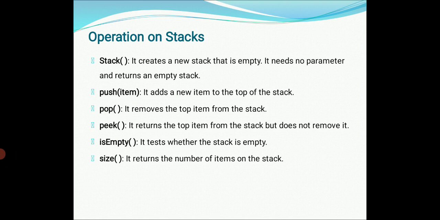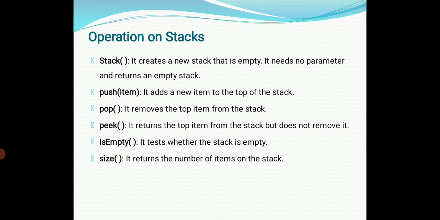The second category is the non-primitive data structure. These are data structures which do not depend upon machine level instructions. Non-primitive data structures can be further classified into two types: linear non-primitive data structures and non-linear non-primitive data structures. Examples of linear non-primitive data structures are stack, queues and linked list. Examples of non-linear non-primitive data structures are trees and graphs.